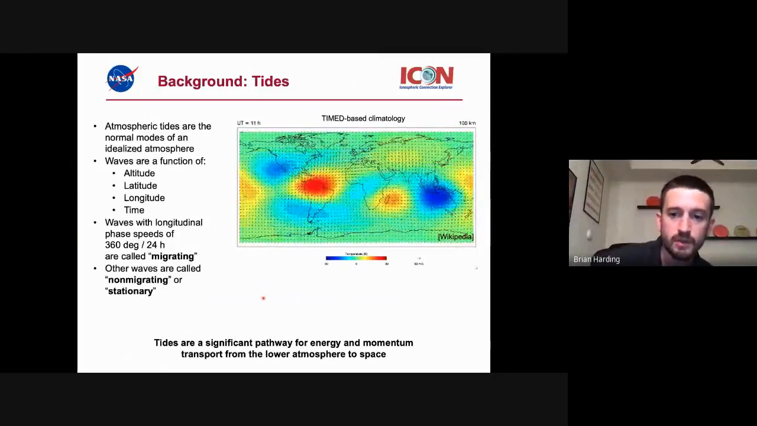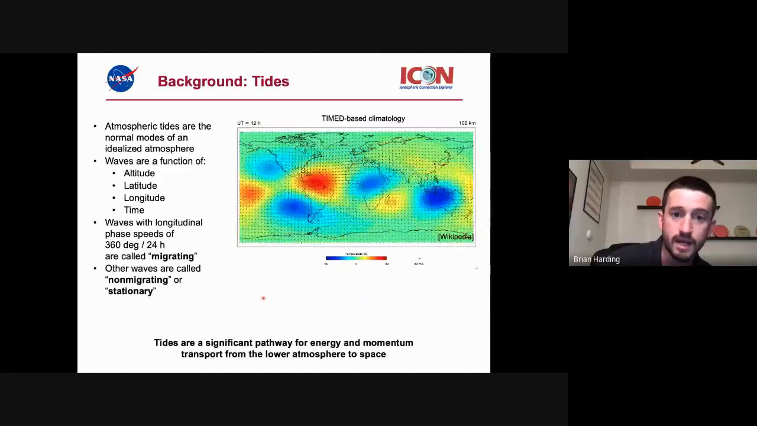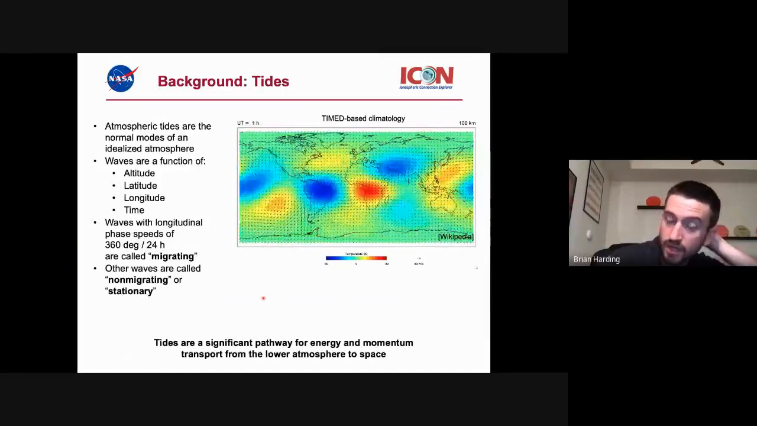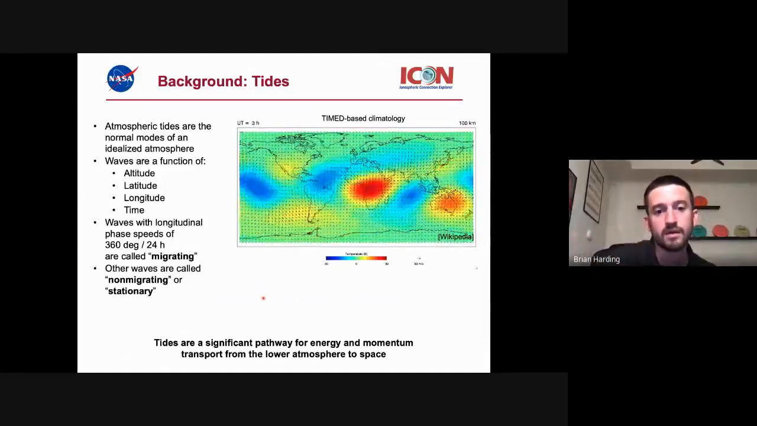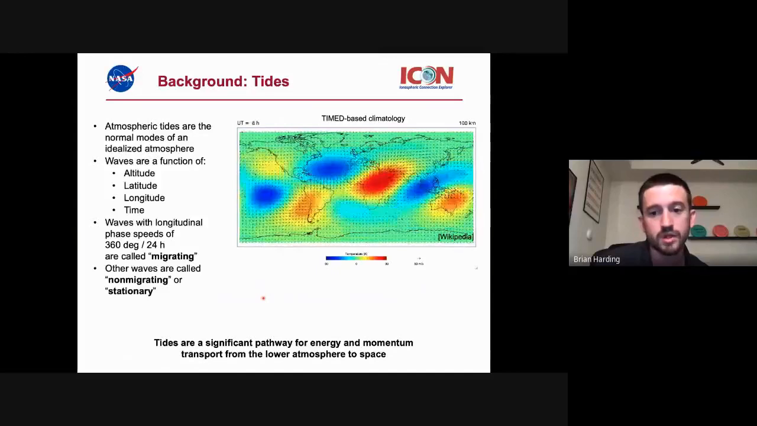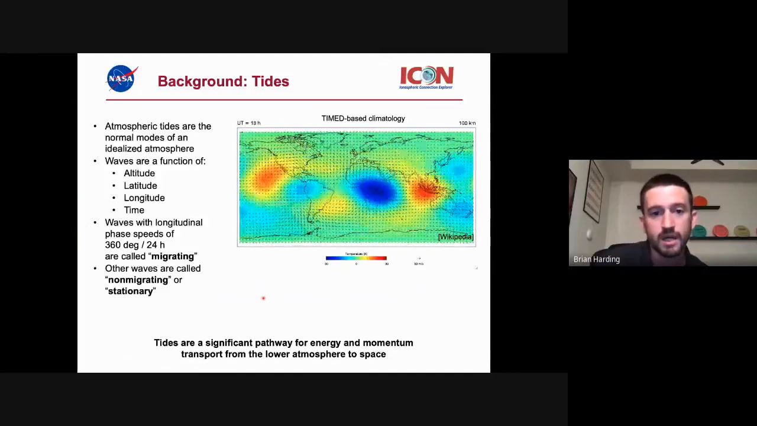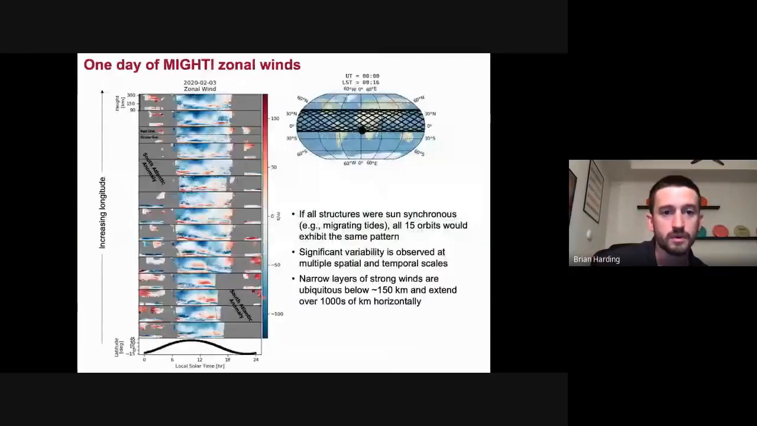This climatology I mentioned used TIMED TIDI winds. ICON has a shorter precession cycle, so it would be able to fill out the latitude and local time structure in a shorter amount of time. And MIghty observes up to 300 kilometers with slightly better precision.